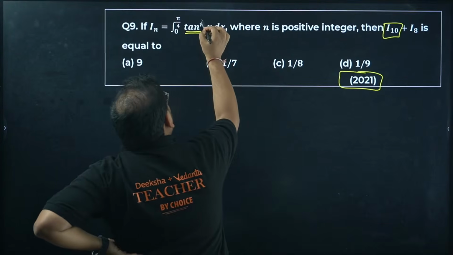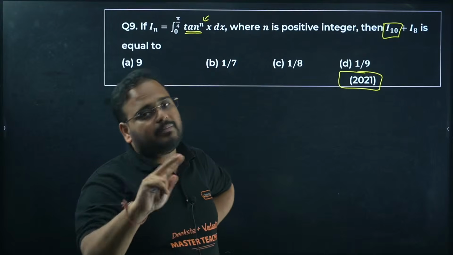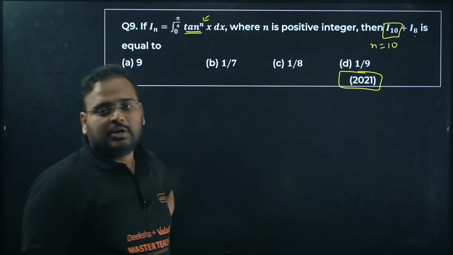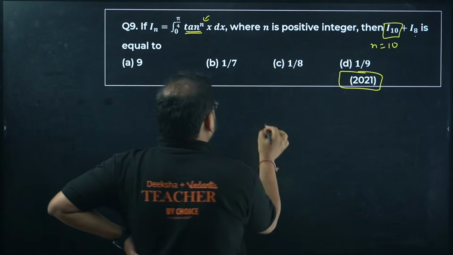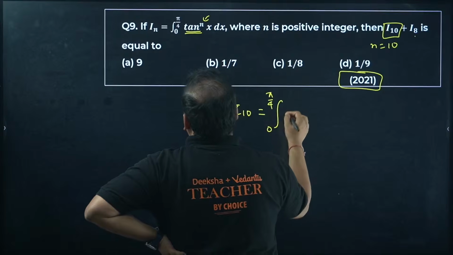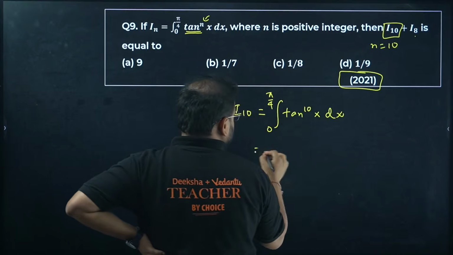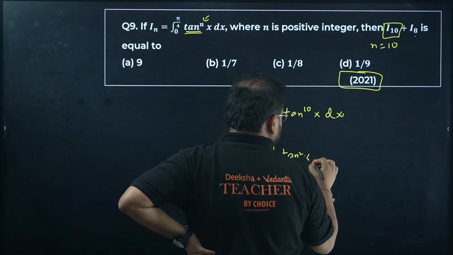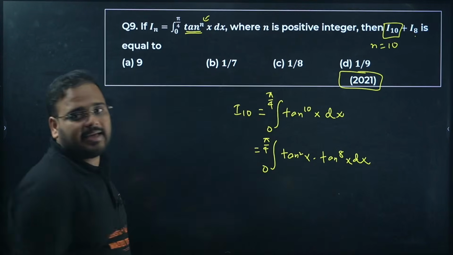Because if you have that, you can break this into tan of n as tan of n minus 2 and tan square. So n minus 2 will again play a role. Check here. If this n value is taken as 10, this becomes n minus 2. So I'm going to take tan power 10 and break it down into tan square into tan power 8. Now, limit is the same. Write this as tan power 10 x dx. Now write this. Limits remain same. Tan square x into tan power 8 x dx.